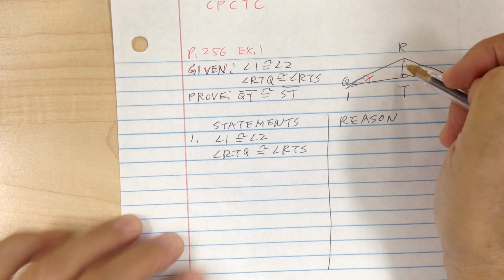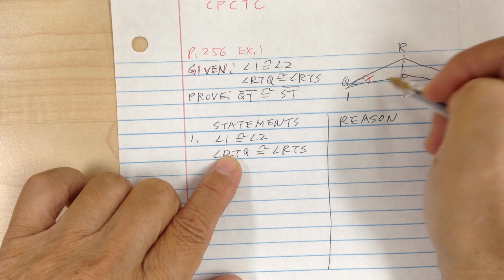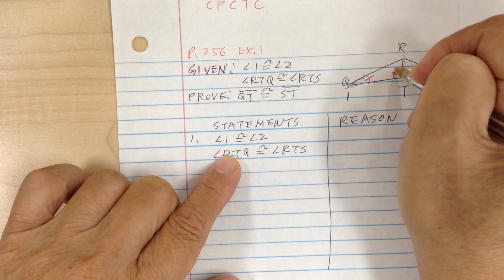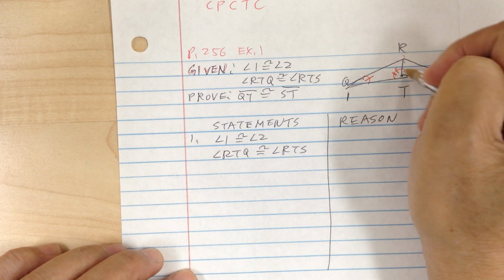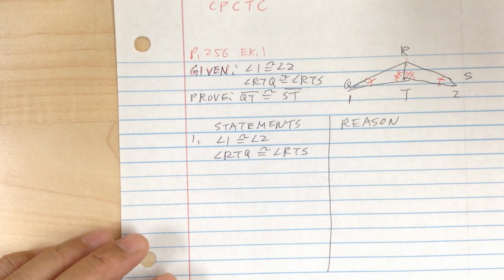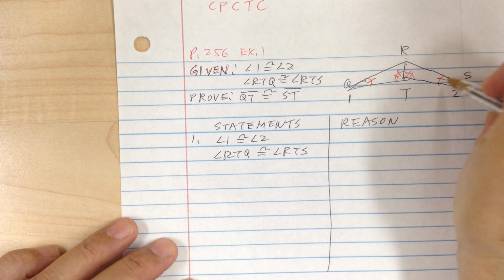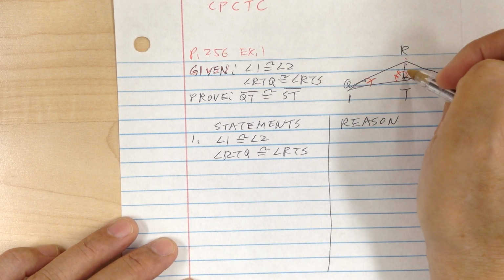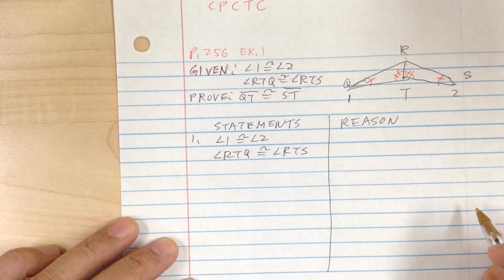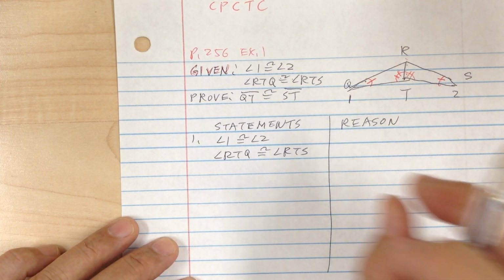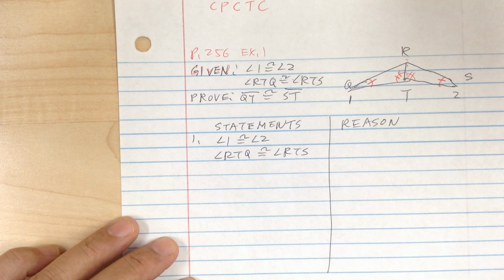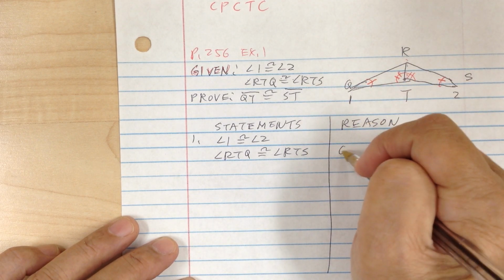So RTQ, that's this one here. I like to use one arc and two hash marks, because I'm more used to the hash marks. Some people use one arc and two arcs, but I like to use an arc with one hash, an arc with two hash. You can do any way you want as long as it's obvious when people look at it what you're doing. And the reason would be given.